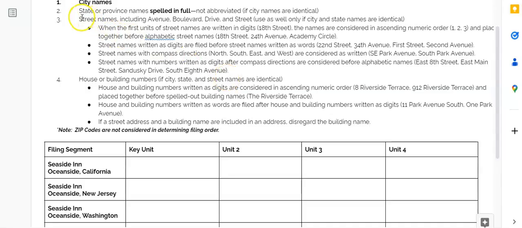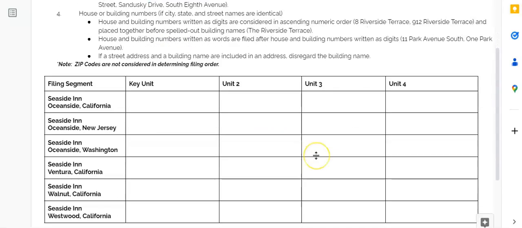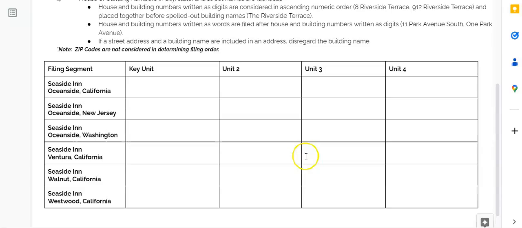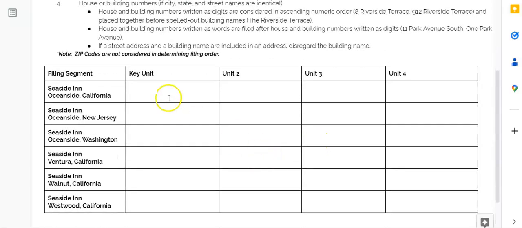There's a lot of information regarding Rule 9 in Chapter 5 of the e-text, especially when you get to using the names of streets and buildings to figure out filing order. So I'm going to go over just a simple one right now.